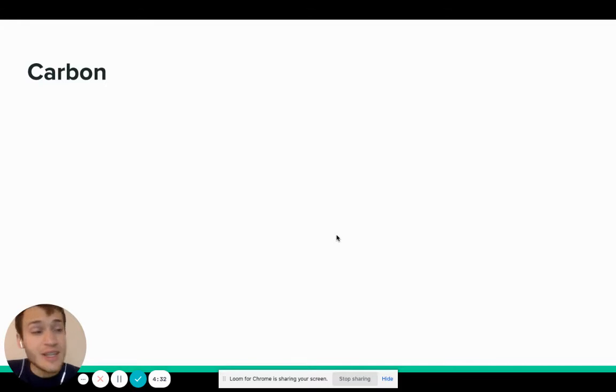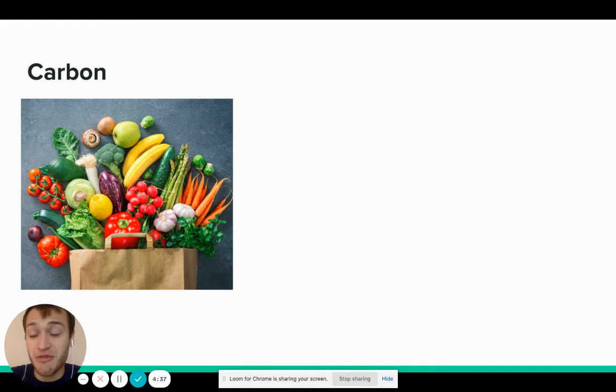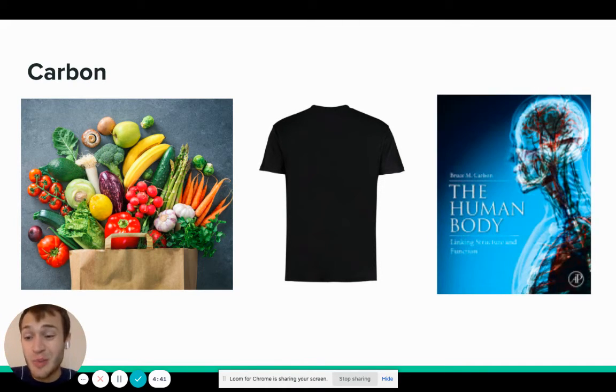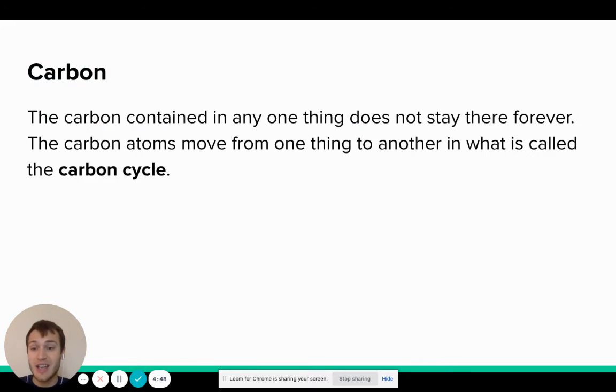And carbon is in almost anything you can think of. So it's in your food, it's in your clothes, it's in your body, it's in everything around you. It's everywhere. And so you might be able to guess that the carbon contained in any one thing does not stay there forever. The carbon atoms move from one thing to another in what is called the carbon cycle. So like the water cycle, which describes how water moves everywhere, the carbon cycle describes how carbon moves everywhere.